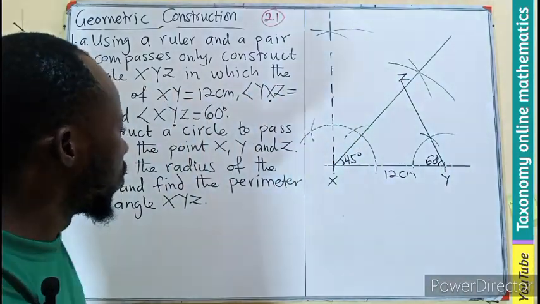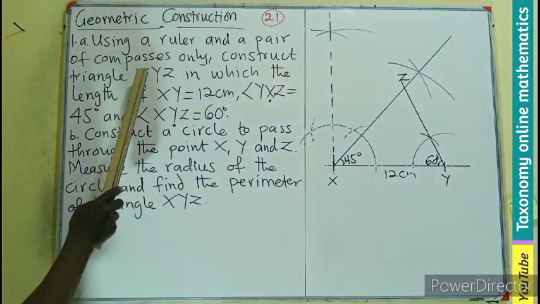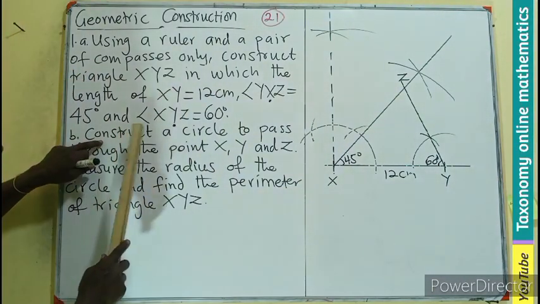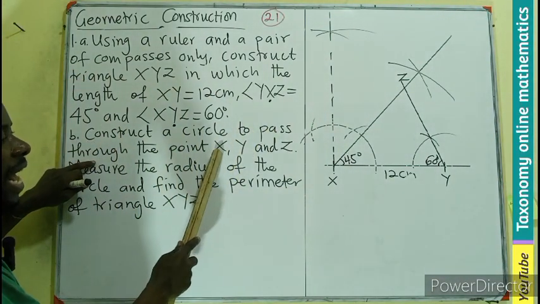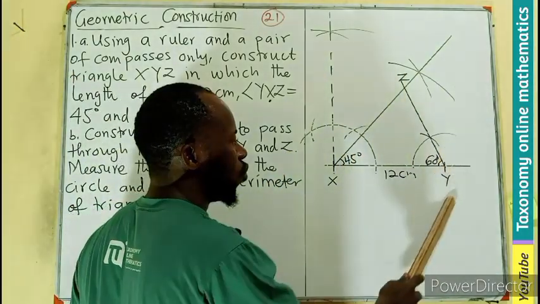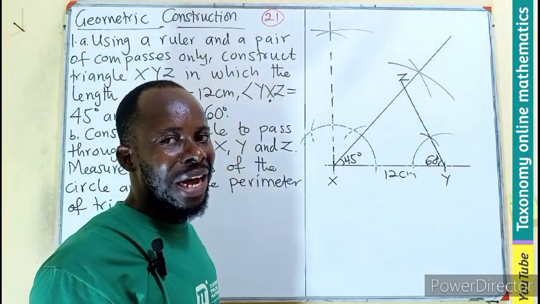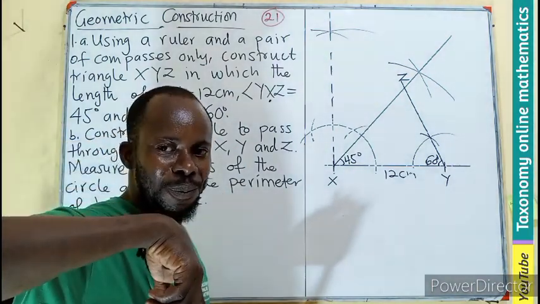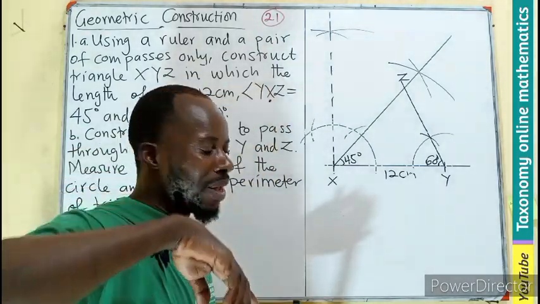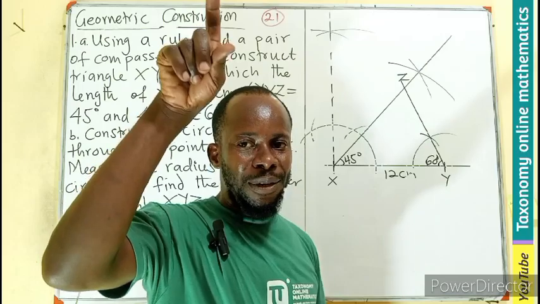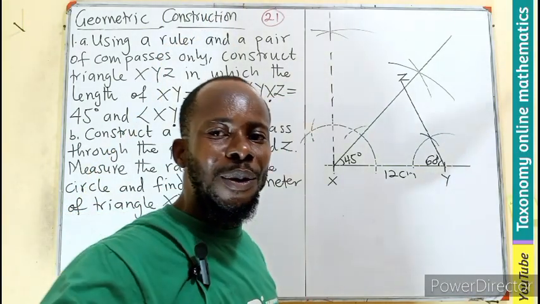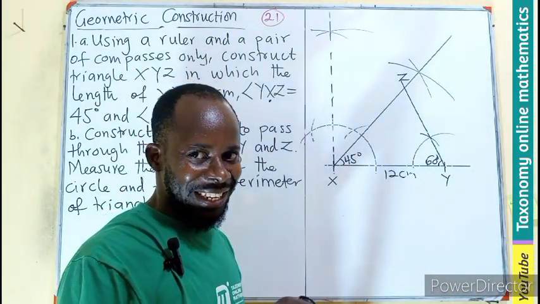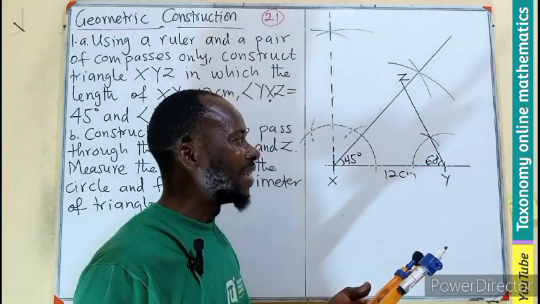So you can see we have constructed the triangle XYZ. The next thing to do is to construct a circle to pass through the points X, Y, Z. The circle is passing through all the vertices. How do we do that? If you check in one of the previous episodes, how to circumscribe a circle passing through all the vertices, it means you are bisecting a line. So let's bisect the line and see how we can do that. To bisect a line, go back and check from the previous episodes how we bisect a line.